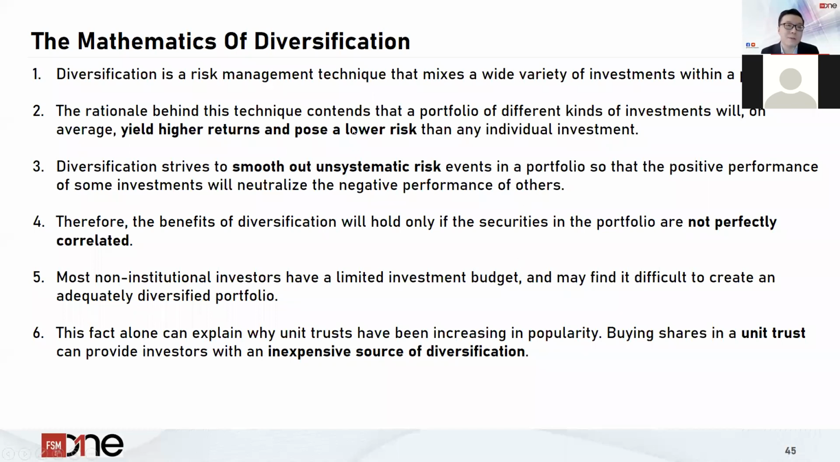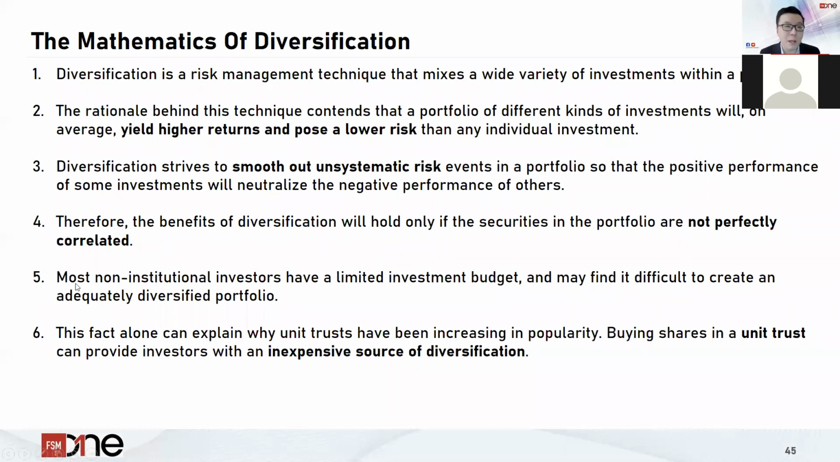If you remember from my examples, by diversifying, you do not necessarily sacrifice the return. You get similar returns, but lower risk. So it's better for the investor, right? And this diversification strives to smooth out the unsystematic risk events in a portfolio, so that the positive performance of some of the investments will neutralize the negative performance of others. Smooth out unsystematic risk. Therefore, the benefits of diversification will only hold if the securities in the portfolio are not perfectly correlated. If you have a few funds that are very similar to one another, you don't necessarily benefit from this diversification benefit.